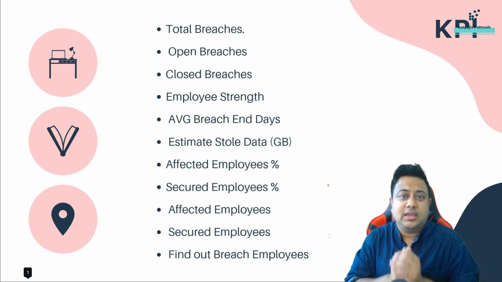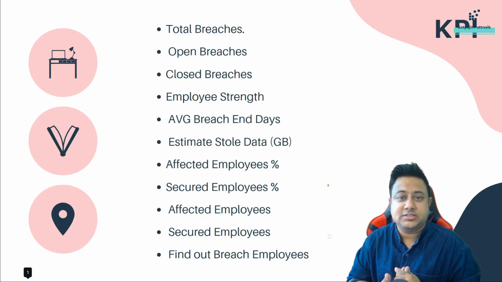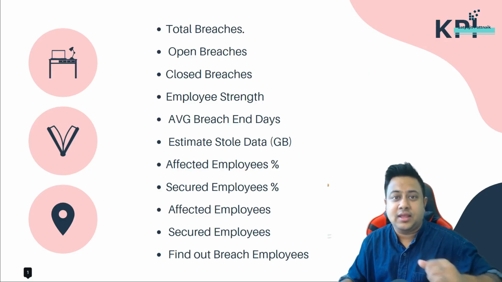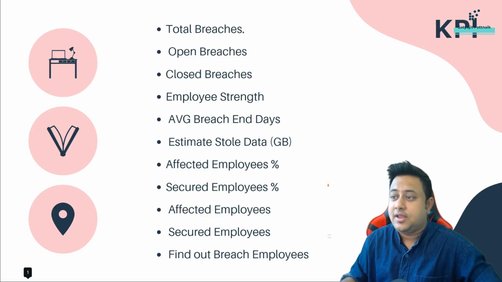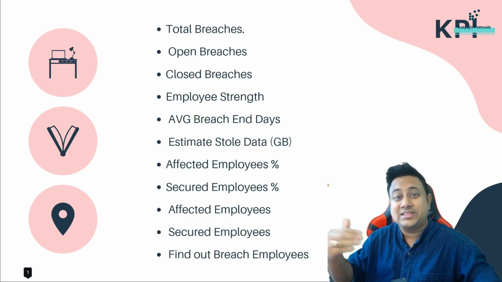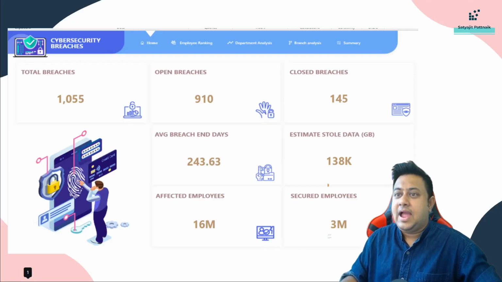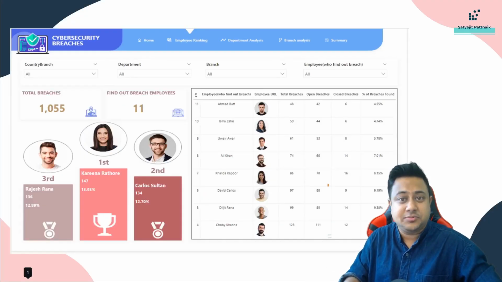These are the most important KPIs that we are dealing with. What is a KPI? Key performance indicator, right? Total breaches, open breaches, closed breaches, employee strength, average breach end days, estimate stolen data, affected employees, secured employees, affected employees. I think it's a repetitive KPI that has been explained here. Again, secured employees. Okay, this is affected employees percentage, and then affected employees as in numbers, and then find out breach employees. And this is a general dashboard design which has been created.